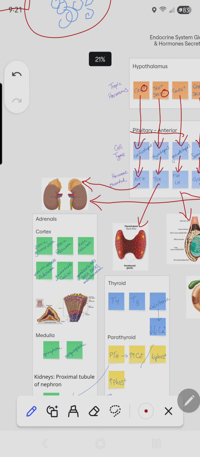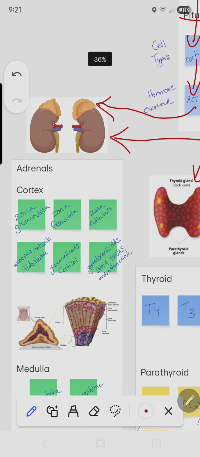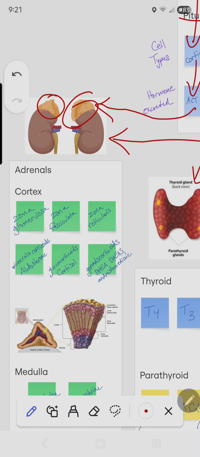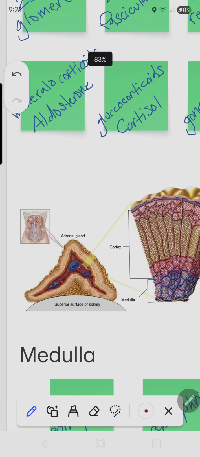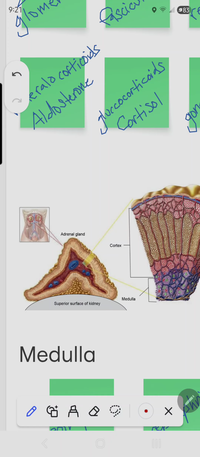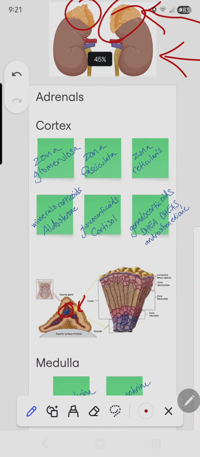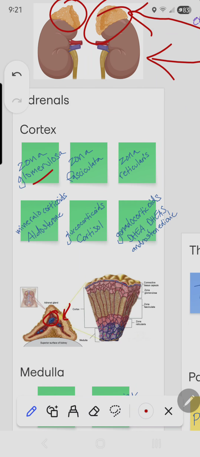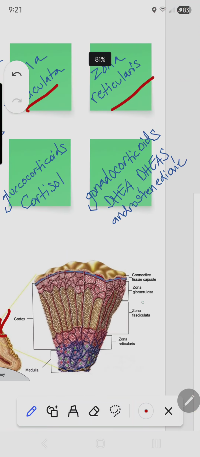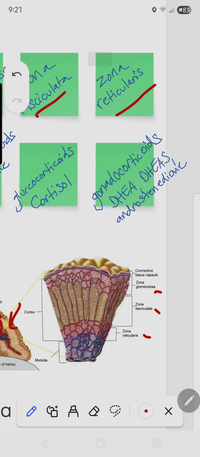So as we go to the specific glands, we'll start with the adrenals. These are located on top of the kidneys here. They have what's called a cortex and a medulla. As you can see, the medulla is this middle bit, and the cortex is going to be the outside. The cortex has three zones: the zona glomerulosa, the zona fasciculata, and the zona reticularis. As you can see down here, the reticularis is on the innermost side, fasciculata in the middle, and glomerulosa on the outermost edge.